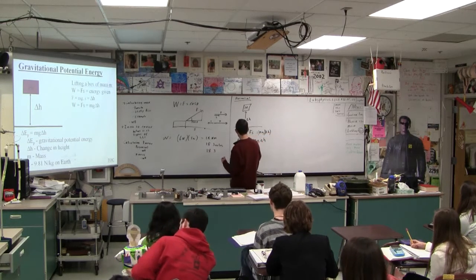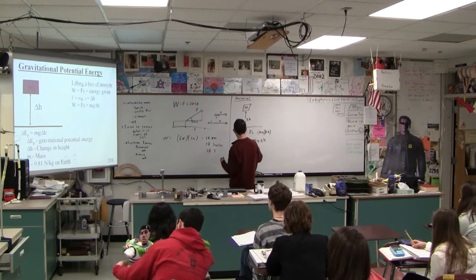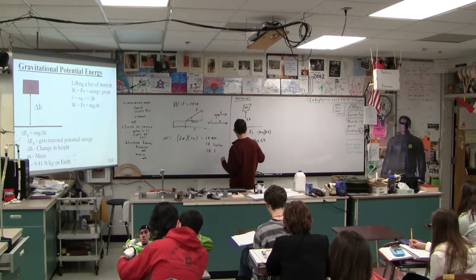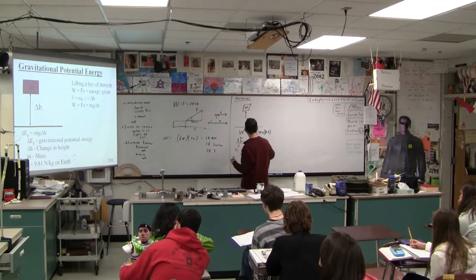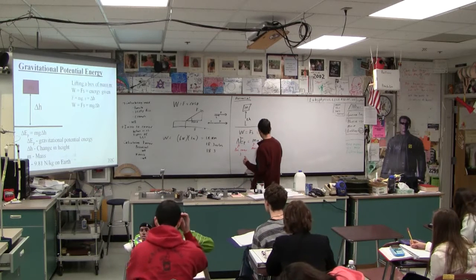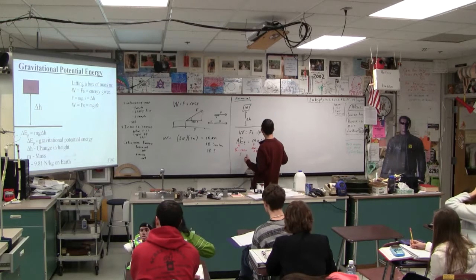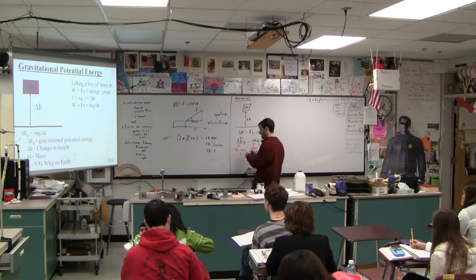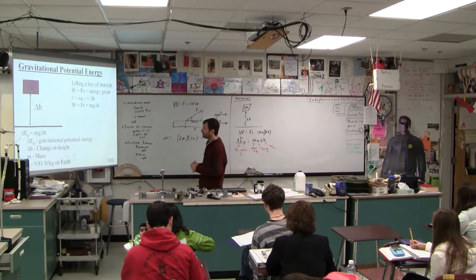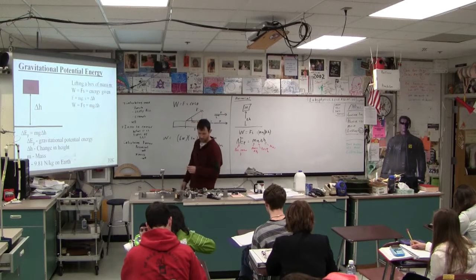This is our potential energy. And this is in joules, mass in kilograms. That's 9.81 newtons per kilogram on Earth, right? That's the height. So that's pretty simple, right?